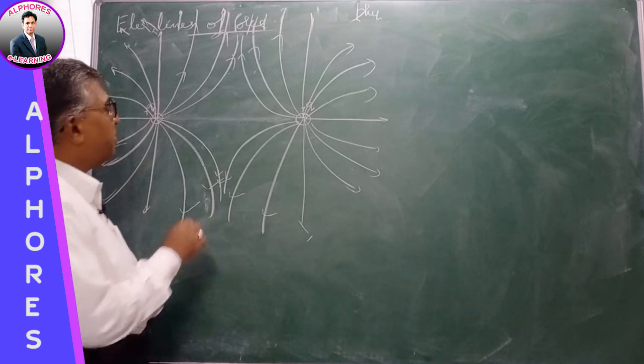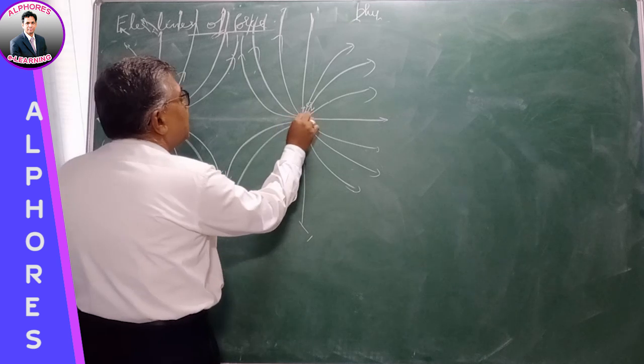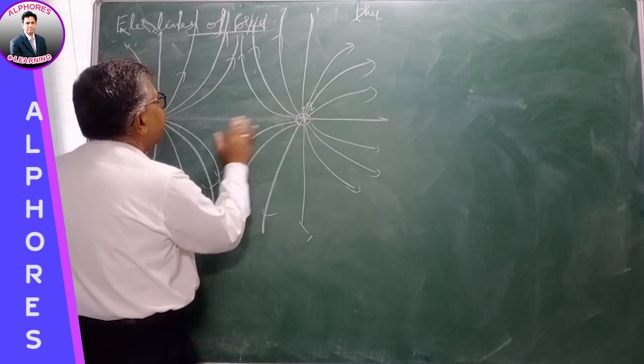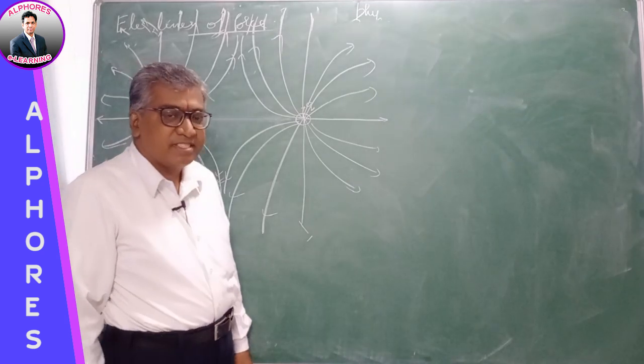Now you get a doubt. When I consider these two charges, what happens to the space here? In this space there are no lines of force, right? This space is empty. Now why is the space there empty?